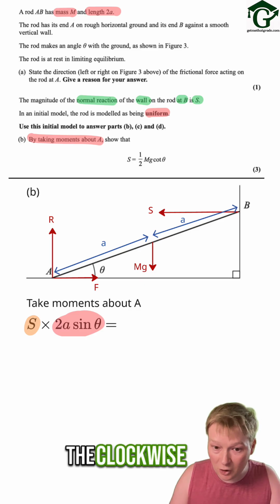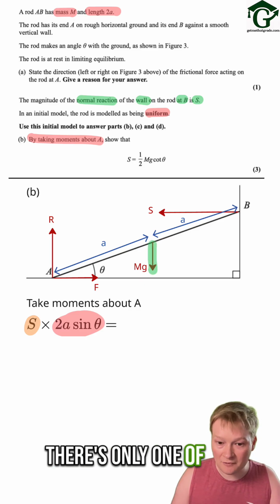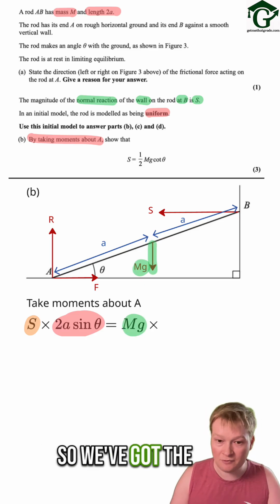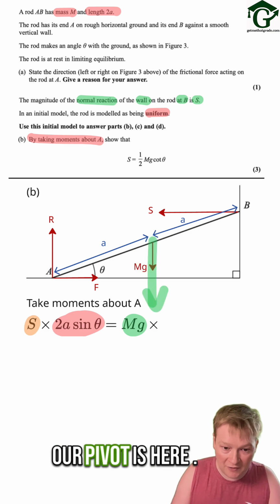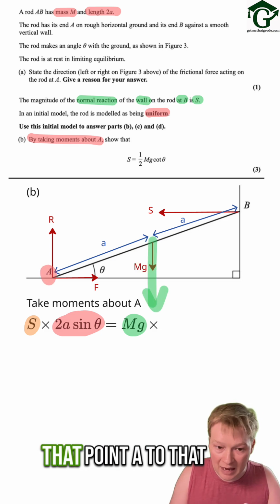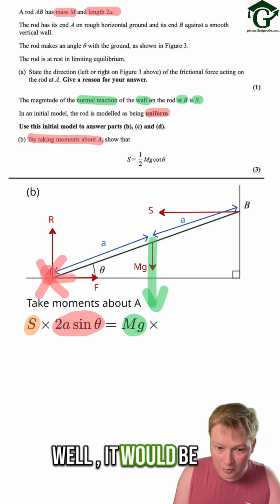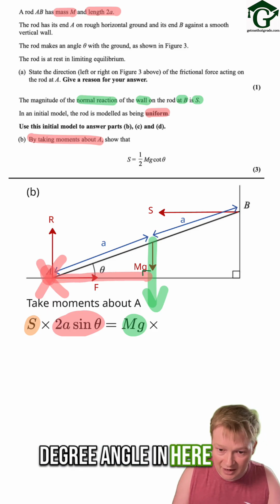Next, we'll deal with the clockwise moments. There's only one of those due to this weight, mg. So we've got the force. Notice the line of action of this force goes this way. Our pivot is here. Where would the perpendicular from that point A to that line be? Well, it would be here. We'd have a 90-degree angle in here between the two.